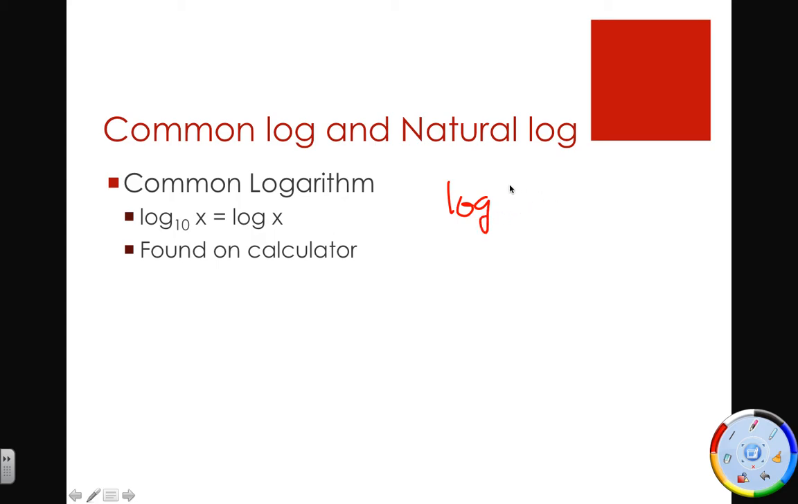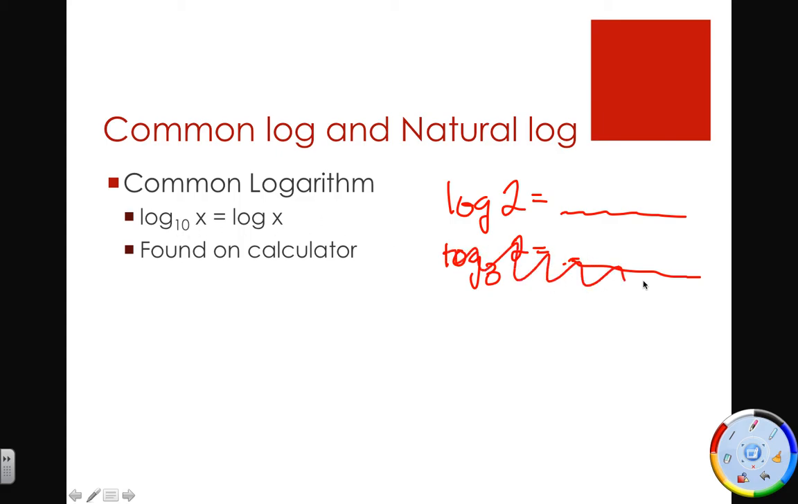So if you wanted to do the log of 2 on your calculator, you can get some random decimal. But if you wanted to do log base 3 of 2 on your calculator, we have to wait another section or so before I teach you how to do this. So this one you can't do on your calculator. This one you can, because the log is base 10.